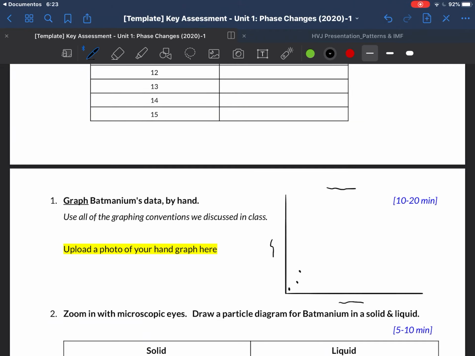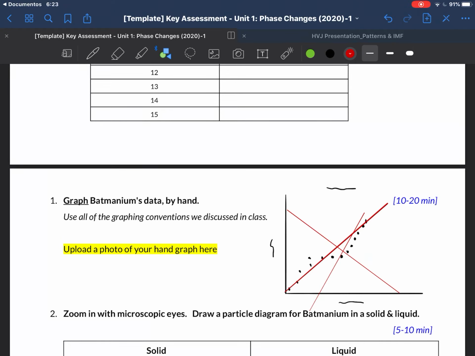Most of us plotted our points. I did see a few people who just did not actually plot points. They only showed the line of best fit, so please do make sure you're plotting your points. And then when it came to drawing the line of best fit, some of us did something like this. One single line for the entire graph. So this is not what we're looking for.